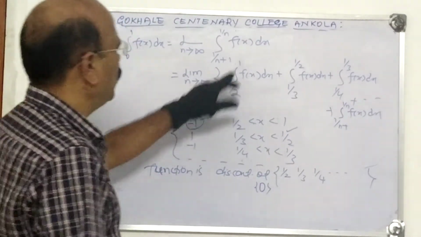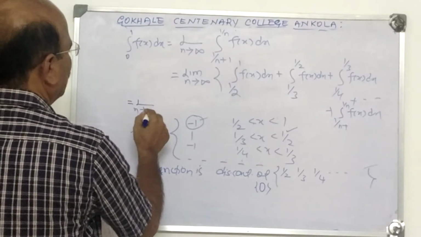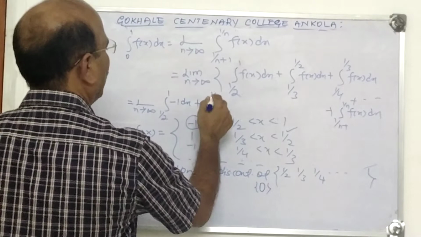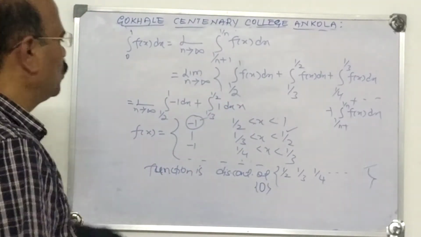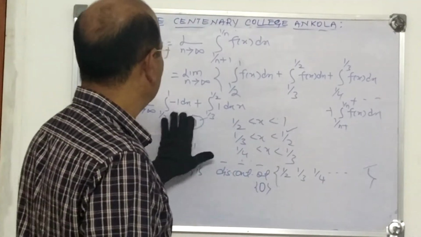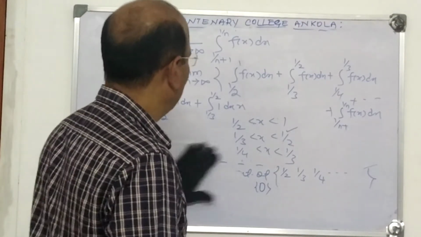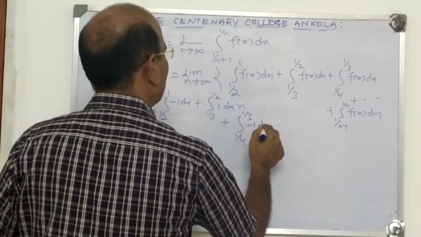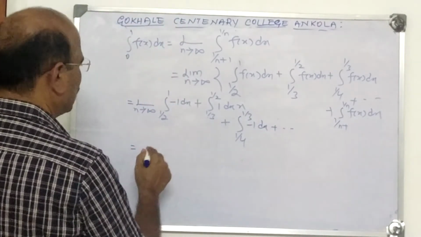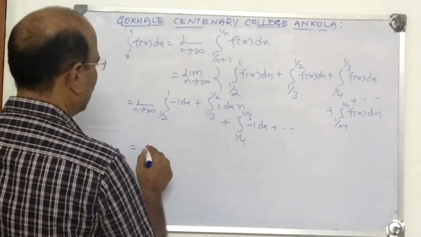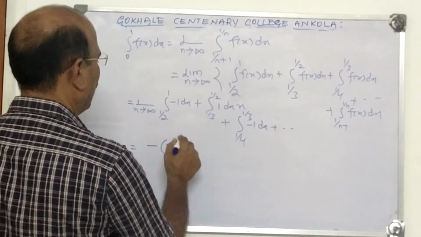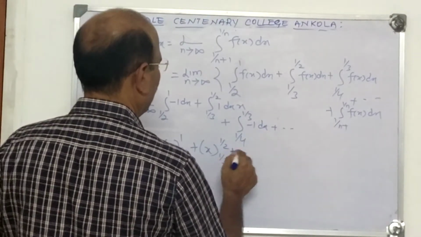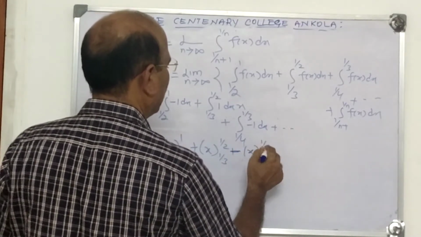Now, in 1 upon 2 to 1, how is it defined? It is the limit as n tends to infinity of the integral from 1 upon 2 to 1 of minus 1 dx, plus the integral from 1 upon 3 to 1 by 2 of 1 dx. On 1 upon 3 to 1 by 2, it is plus 1, correct? Continue like this. On 1 by 4 to 1 by 3, again minus 1, plus so on. Therefore, what is the integration of minus 1 dx? It is minus x from half to 1, plus x from 1 by 3 to half, minus x from 1 by 4 to 1 by 3, and so on.